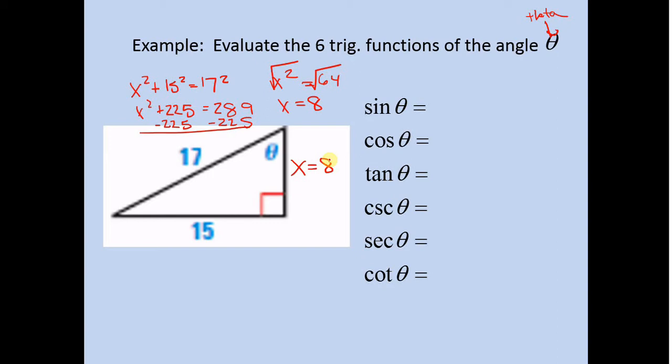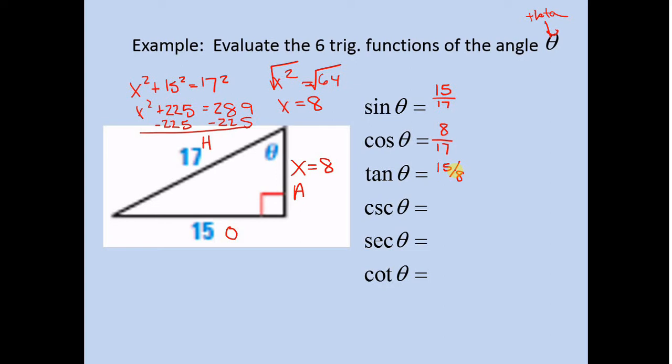So now I can find my sine, cosine, tangent, and so on and so forth. So from theta here, I know this is my opposite side. This is going to be my adjacent side, and this is going to be my hypotenuse side. So I recommend finding sine, cosine, and tangent first. So sine, I know that's opposite over hypotenuse, aka 15 over 17. Cosine is adjacent over hypotenuse, which is 8 over 17. And then tangent, I know, will be 15 over 8.